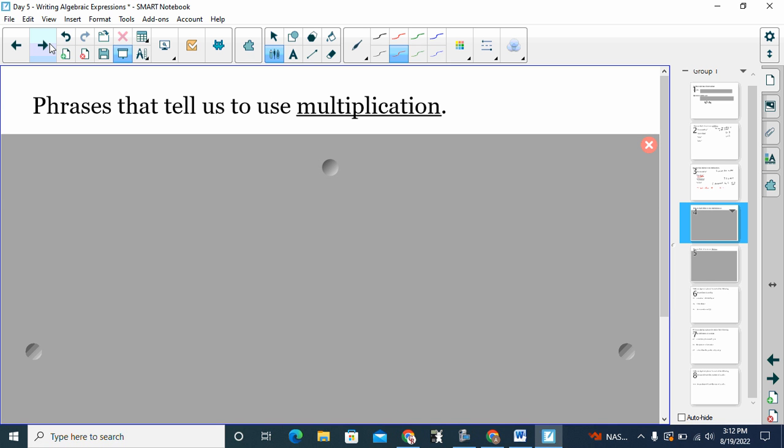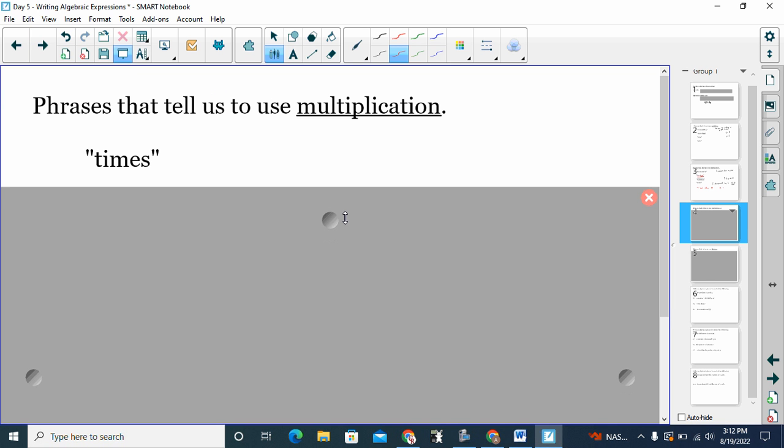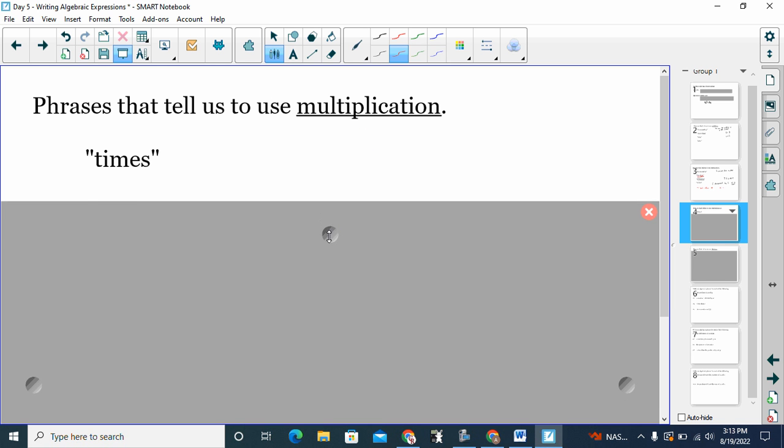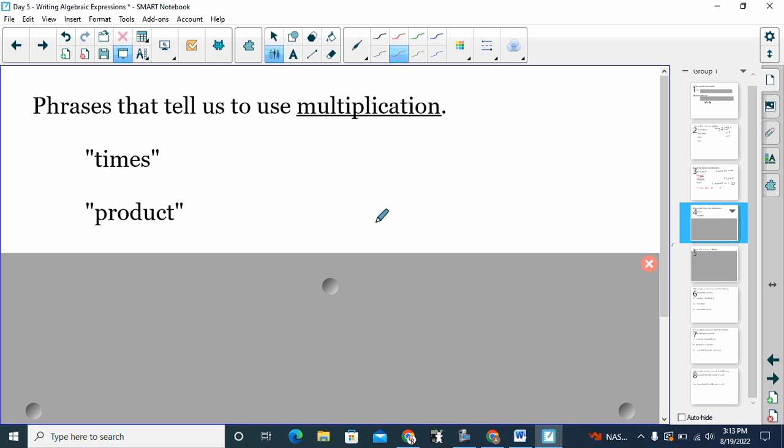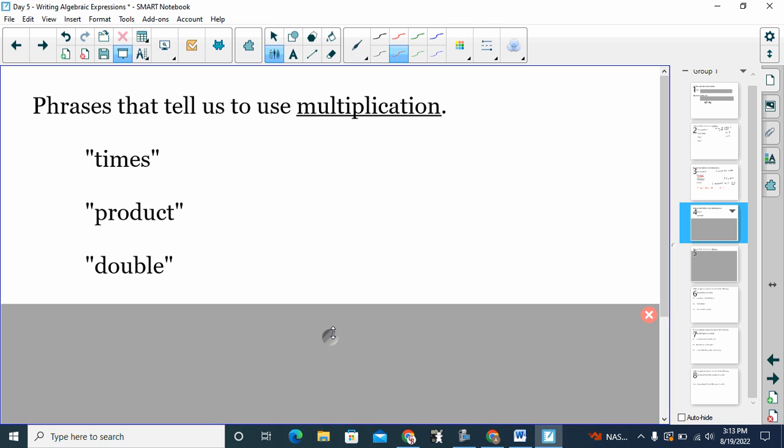Common phrases we use with multiplication, I think pretty clearly, times, that's one you should be familiar with. Times tells us to multiply. The product of two numbers means we are going to multiply them together. Sometimes it may tell you to double a number or triple a number or quadruple a number. That means to multiply it by 2 or 3 or 4. Twice a number would tell you to double it, multiply it times 2.